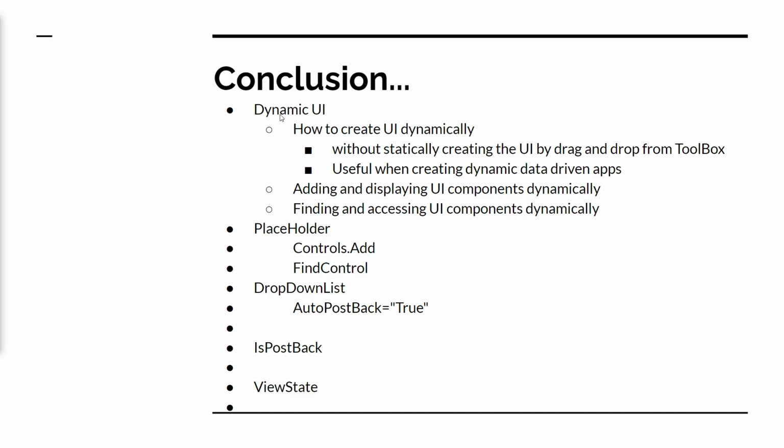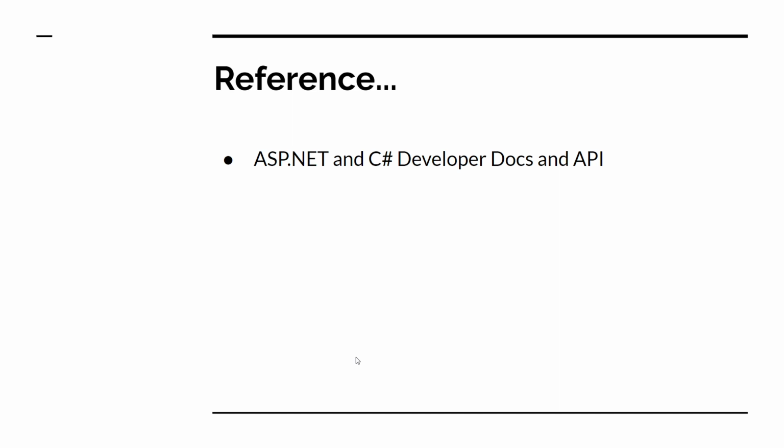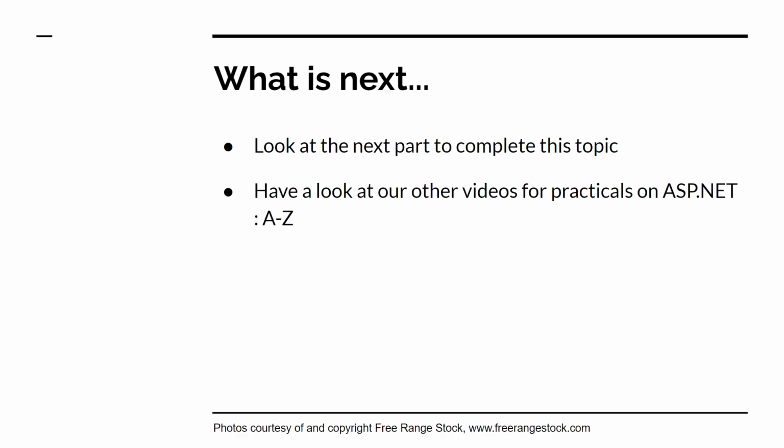So far you learned about dynamic UI, how to create a UI dynamically, and how to add components dynamically, but finding and accessing we haven't done yet. We will be doing it in the next lesson. Placeholders, adding you did, but find control we'll be doing in the next lesson. And view state also we'll be covering in the next lesson. So we used these references for this lecture, and look at the next part for you to complete this simple exercise, and also for you to see how to do a complete project. So let's meet in the next lesson.